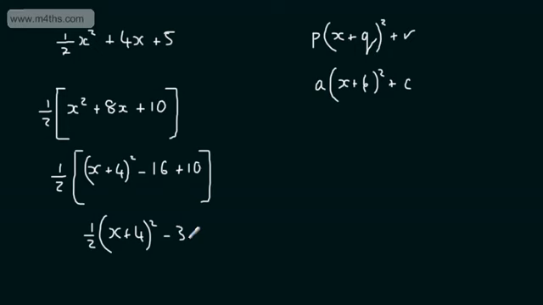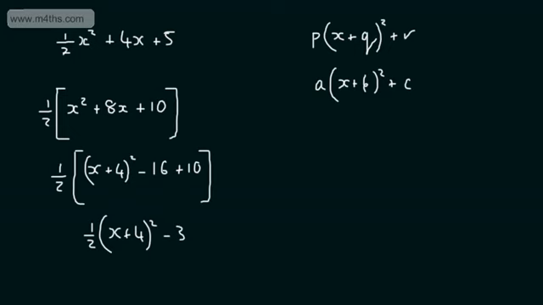So all I've done is essentially rewritten that and just written it as the quantity x plus b all squared plus c. So that is now an expression. If you wanted to solve this as an equation and it was set to 0 at this stage, add 3, multiply both sides by 2, square root both sides, and then subtract the 4. Okay, let's look at another one.